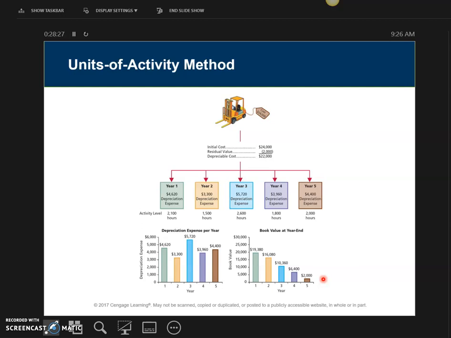This is the easiest method to do because it's straightforward. You always know how many hours each year. You're never going to have to come up with that number. And if a vehicle or a piece of equipment isn't used very much in that year, then it actually might go longer than 5 years. Even though it's estimated to be 5 years, it might go longer than that. So this is called units of activity or units of production or output.